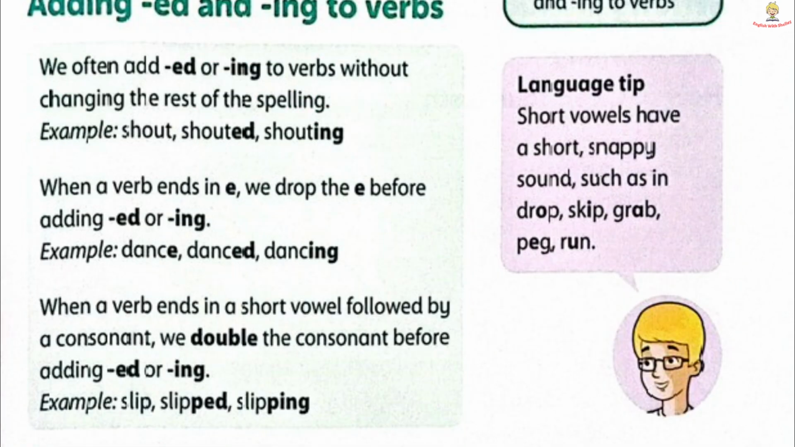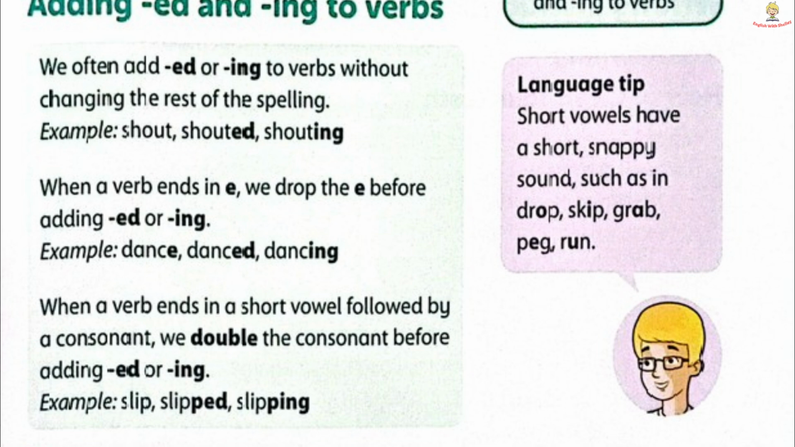When a verb ends in a short vowel followed by a consonant, we double the consonant before adding ed and ing. So in any verb, if the second last letter is a vowel, a, e, i, o, u, and after that vowel there is a consonant, we double that consonant and then we put ed and ing, like put. The second last letter of the word is u and the last letter is t, that is a consonant. We double the consonant and then add ed and ing, like putted and putting.